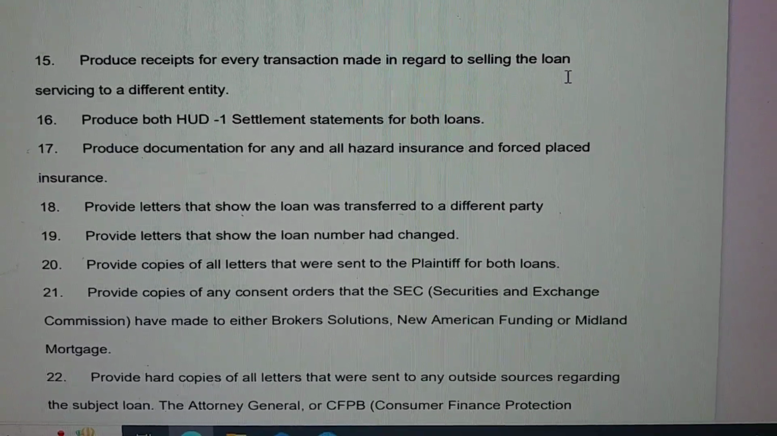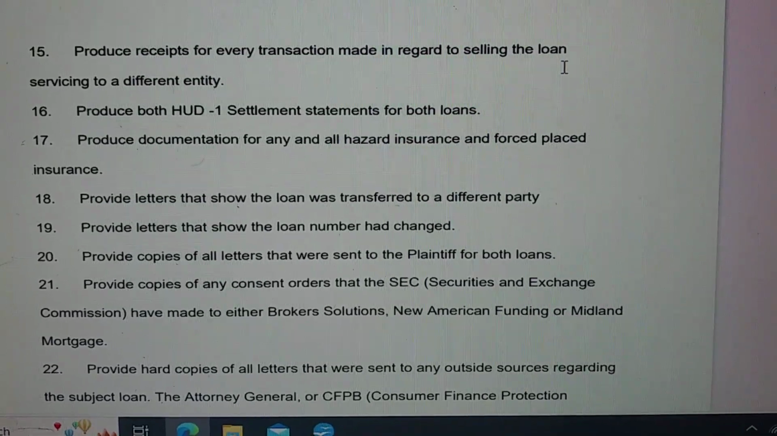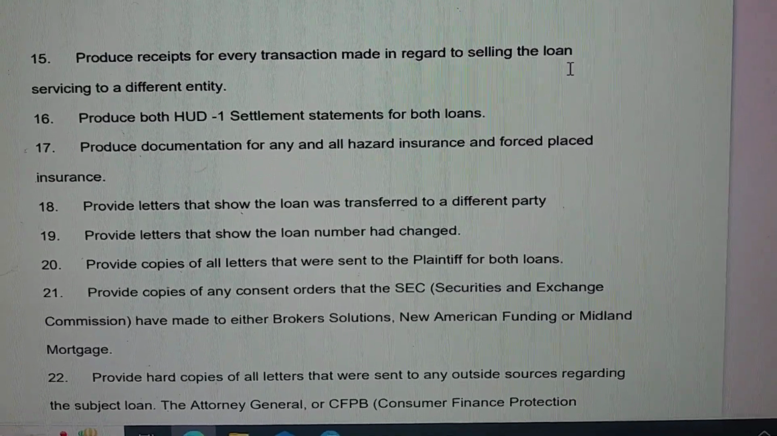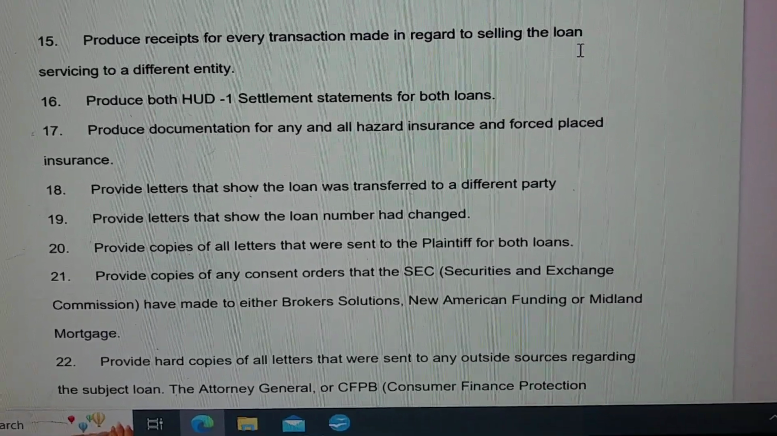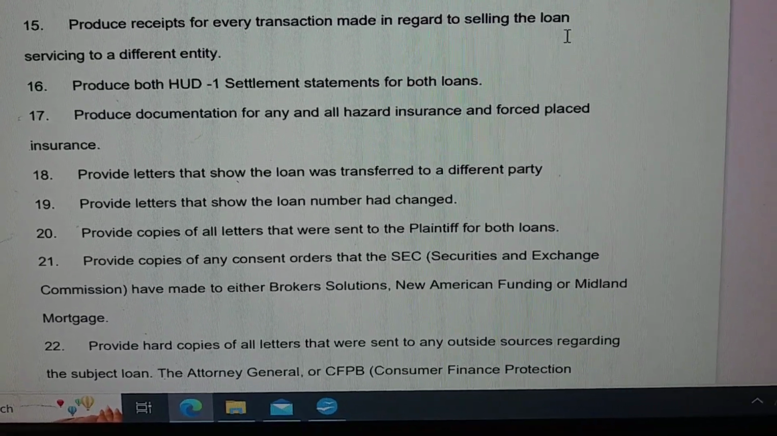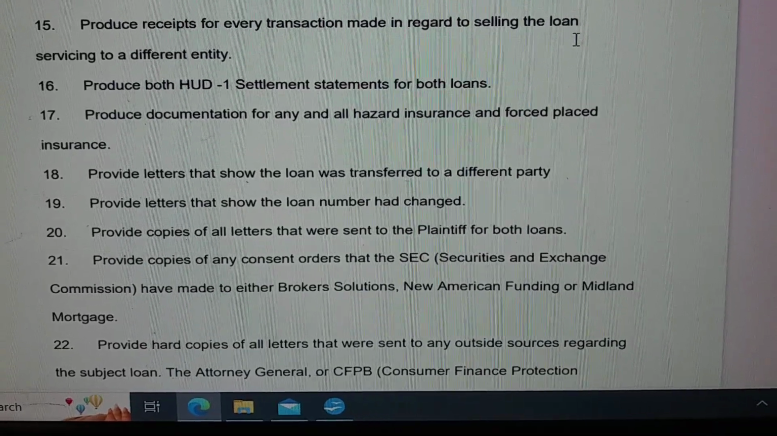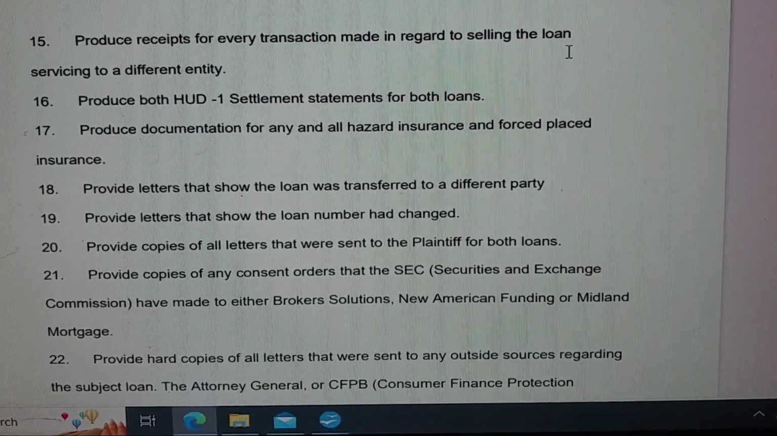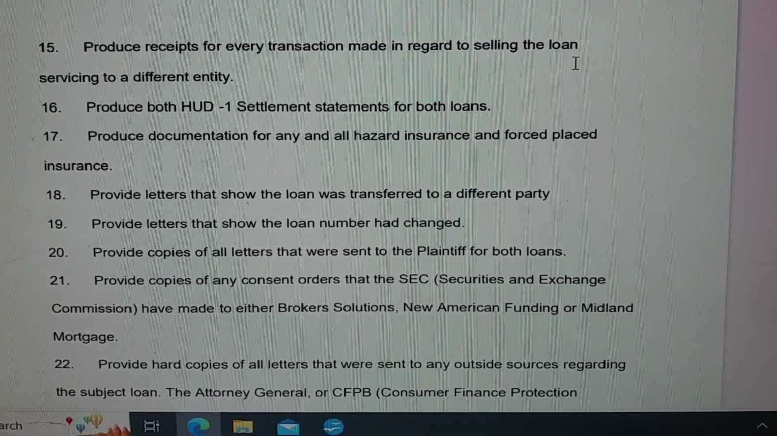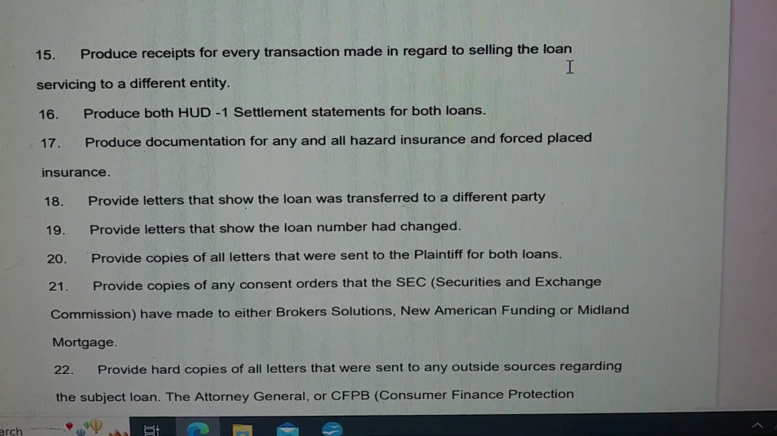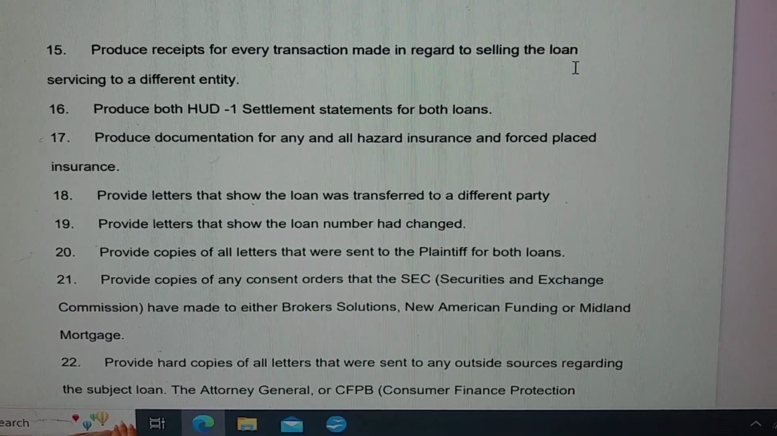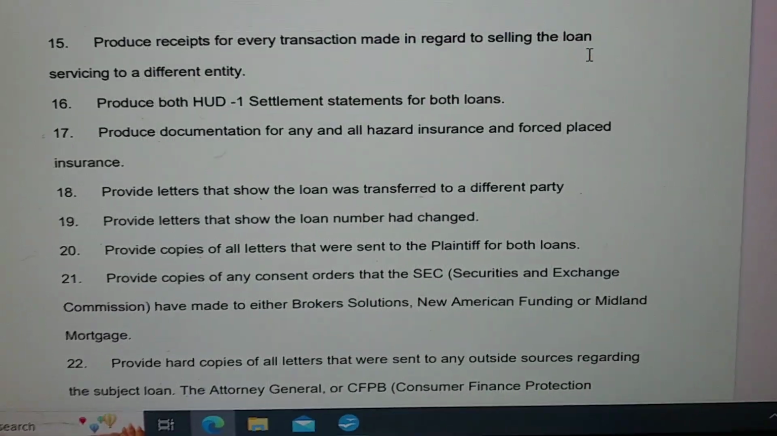Number 17, produce documentation for any and all hazard insurance and force-placed insurance. Number 18, provide letters that show the loan was transferred to a different party. Number 19, provide letters that show the loan number had changed. Number 20, provide copies of all letters that were sent to the plaintiff for both loans. Number 21, provide copies of any consent orders that the SEC, Securities and Exchange Commission, have made to either Brokers Solutions, New American Funding, or Midland Mortgage.